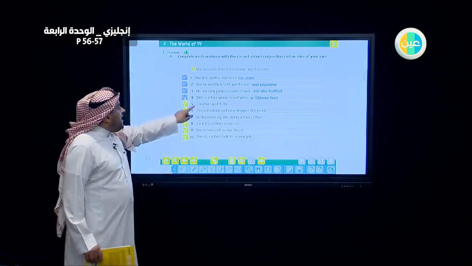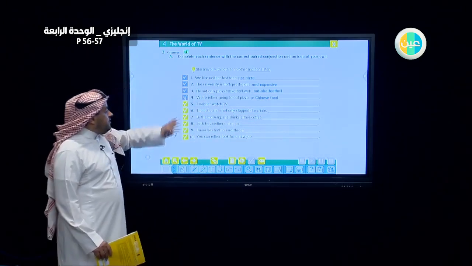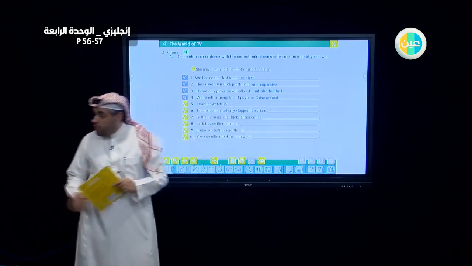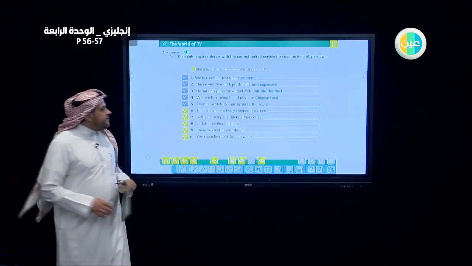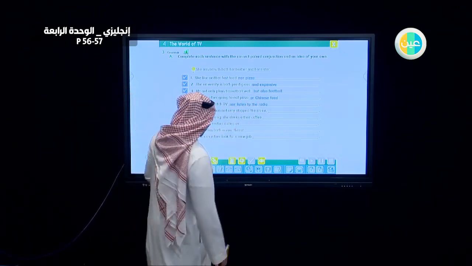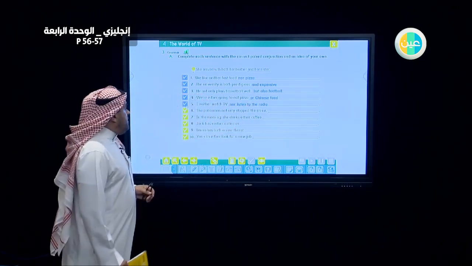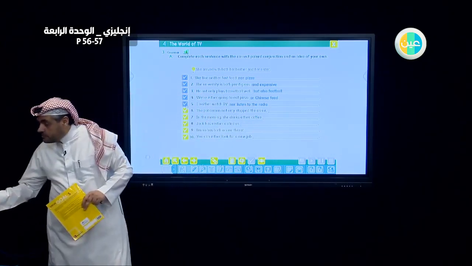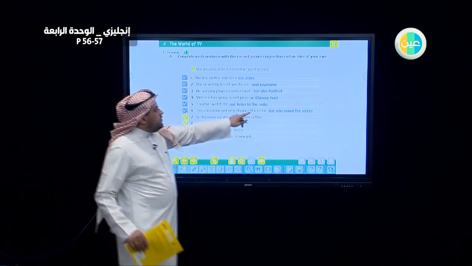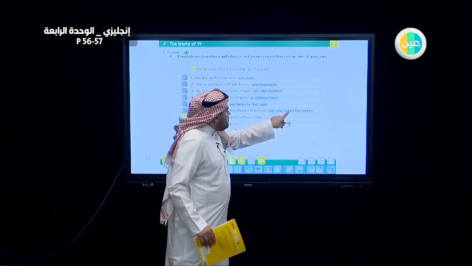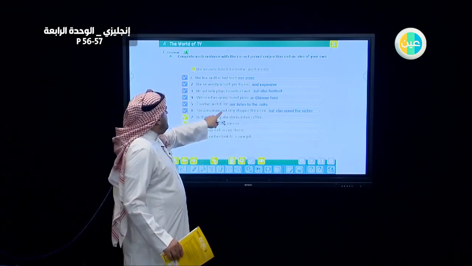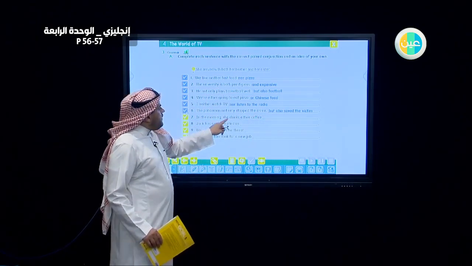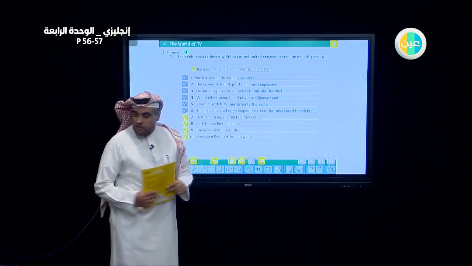Number five, I neither watch TV, and it should be followed here by nor, as we did in number one. Nor listen to the radio. Number six, the policeman not only stopped the crime, but also saved the victim. So here we used a verb, and here also stopped is a verb. Number seven, in the morning she drinks either coffee, what?